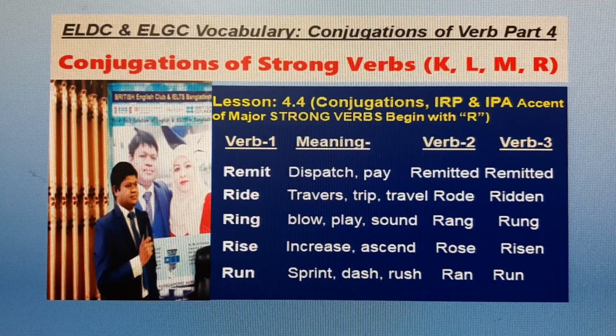Ring, play, blow, sound, buzzer, rang, rung. Rise, increase, ascend, ওঠা, rose, risen. Run, sprint, dash, rush, দৌড়ানো, ran, run.